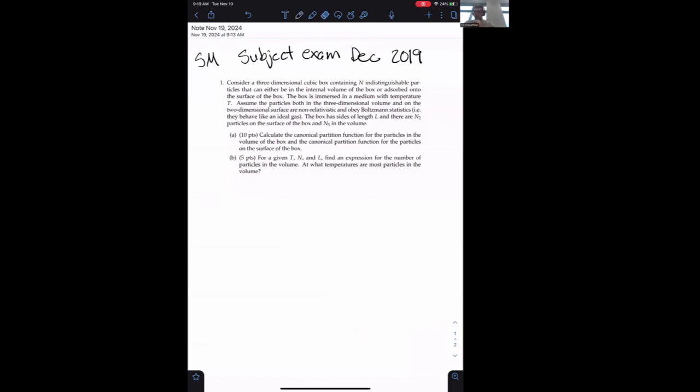Okay, I got another problem here. This time I'm going to be doing a StatMech problem from the December 2019 subject exam, problem number one. The reason I'm doing this problem is because it's going to be slightly related to the previous quantum mechanics problem that I did with the infinite square well.